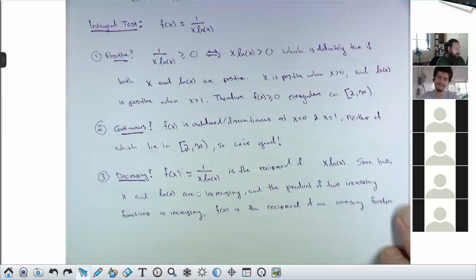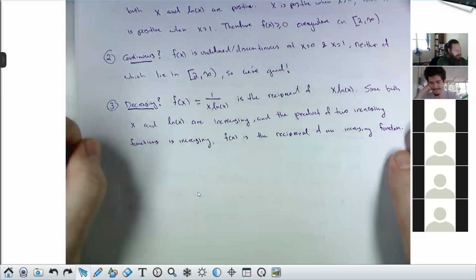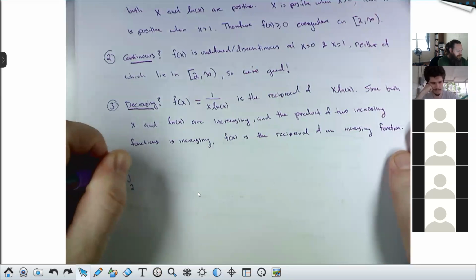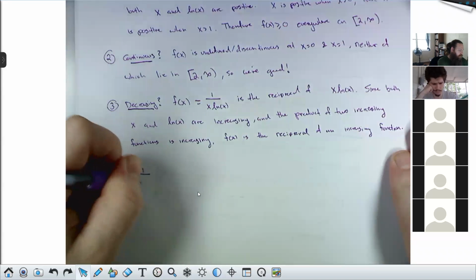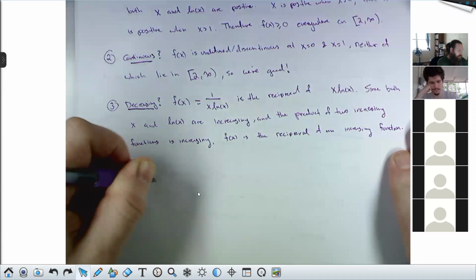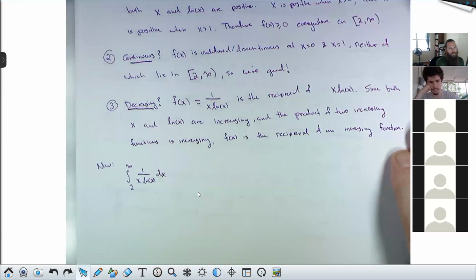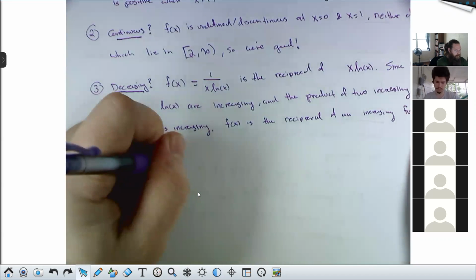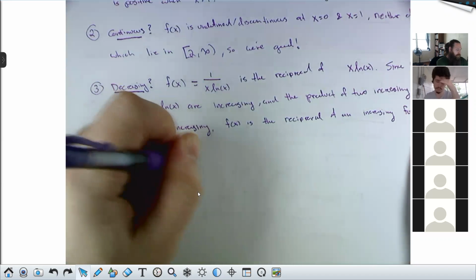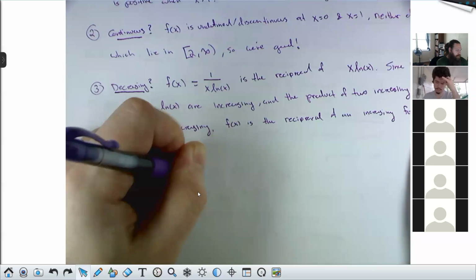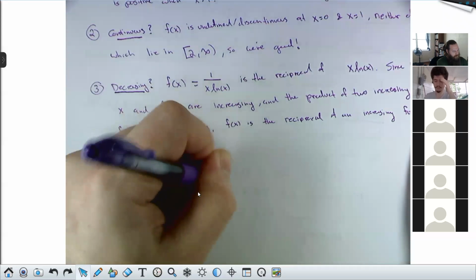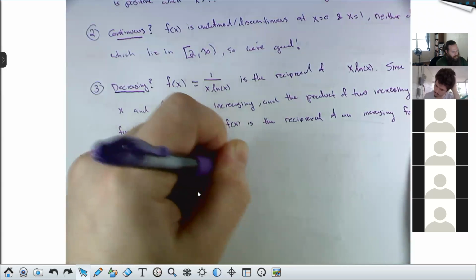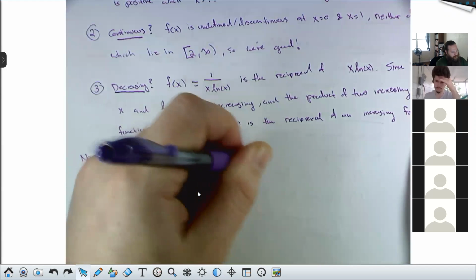All right, now I can compute the integral. The integral from 2 to infinity, 1 over x times the natural log of x dx. You need to do these carefully. You need to write them as limits and treat it all formally. This is the limit as r goes to infinity of the integral from 2 to r of 1 over x times the natural log of x dx.